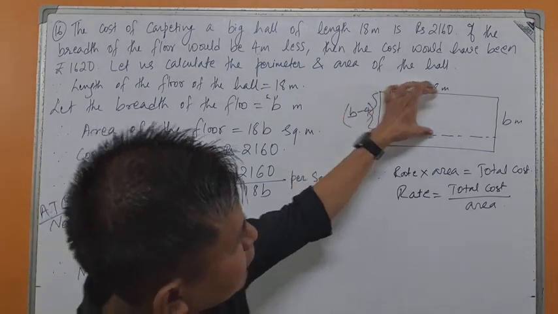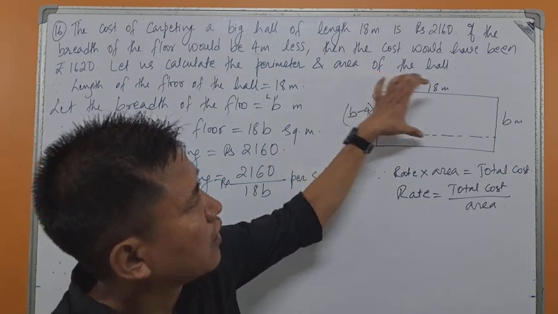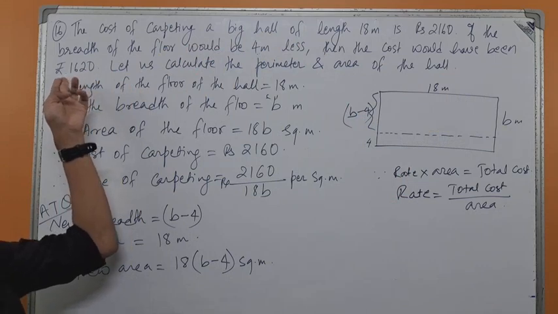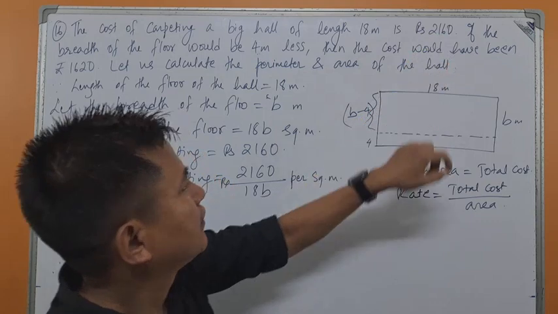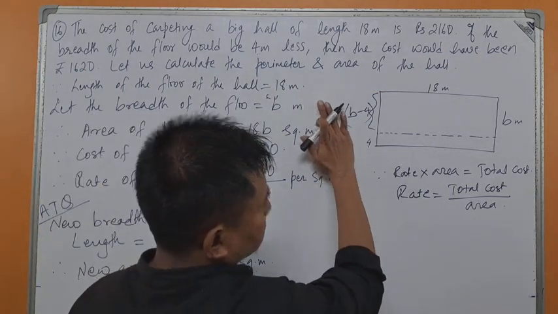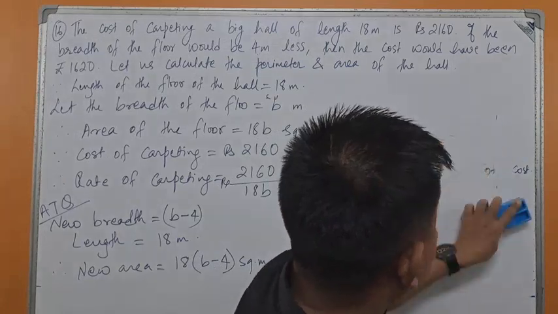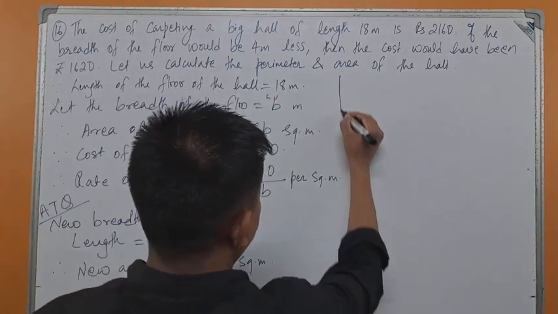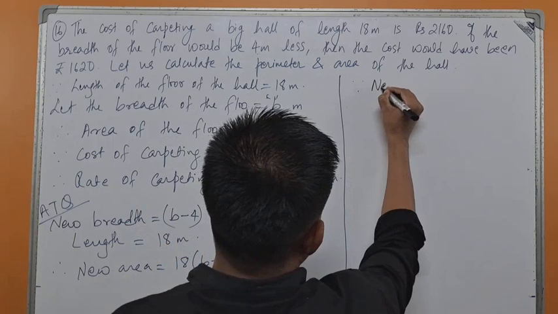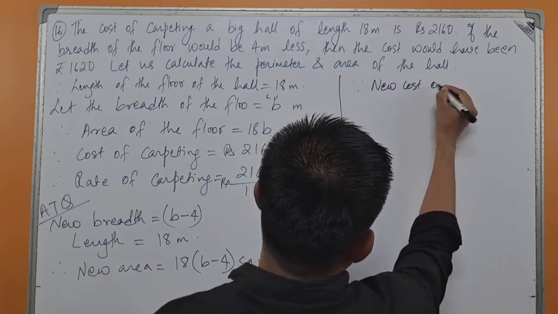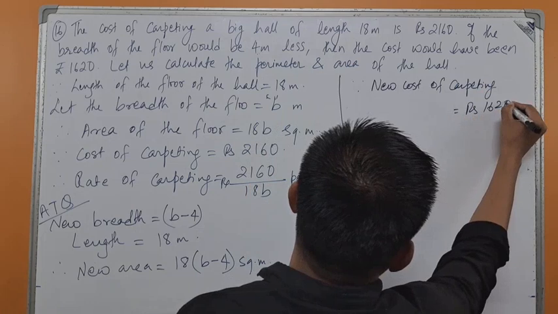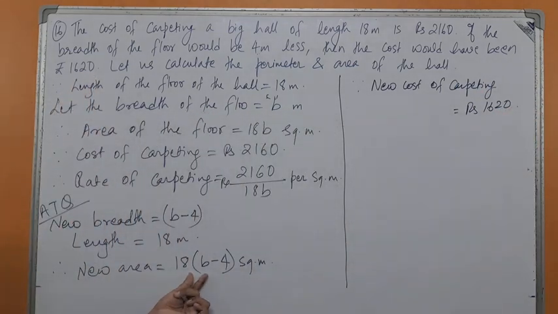Since breadth is decreased, the area of the rectangular floor is also decreased. Now less carpet will be required, so the total cost of carpeting is decreased to 1620. Previously it was 2160. Now it is 1620, isn't it? This is the new area. Let me erase this. Okay, since new cost of carpeting equal to rupees 1620, this is the new cost of carpeting, and new area is 18 into B minus 4.